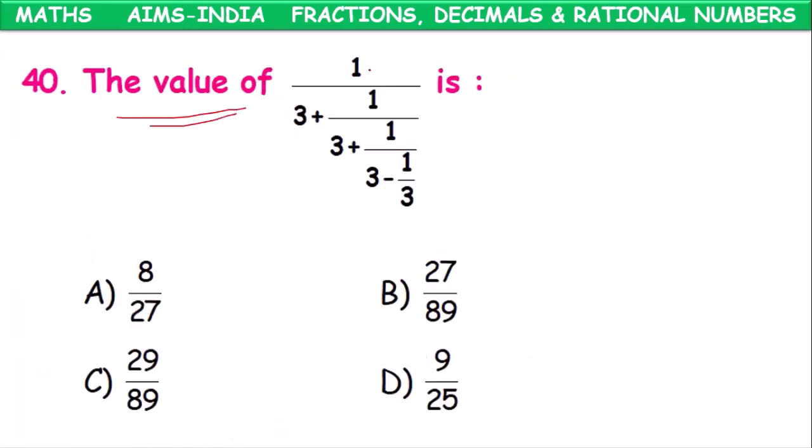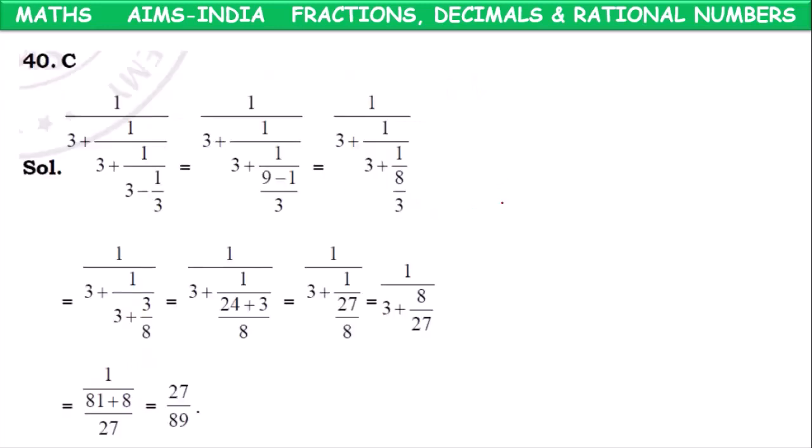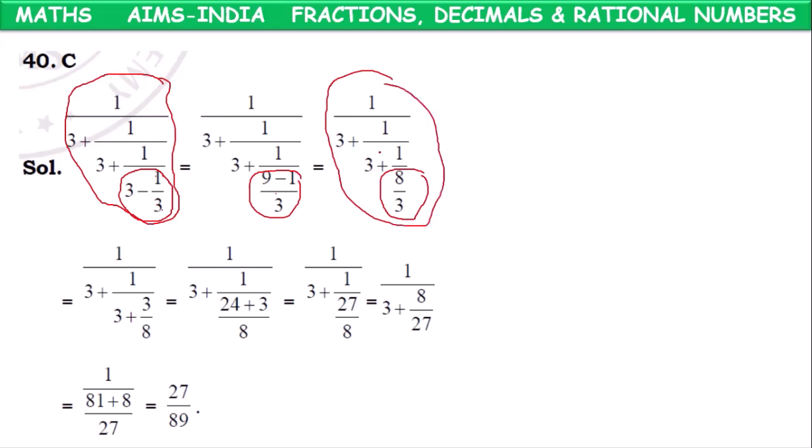Next. The value of 1 by 3 plus 1 by 3 plus 1 by 3 minus 1 by 3, how much? This is the given value. Let's start from the downside term. 3 times 3 is 9, minus 1 by 3. We have written 9 minus 1 by 3, which is equal to 8 by 3. The remaining part stays as it is. Out of this 8 by 3, the 3 goes up and it becomes 3 by 8.